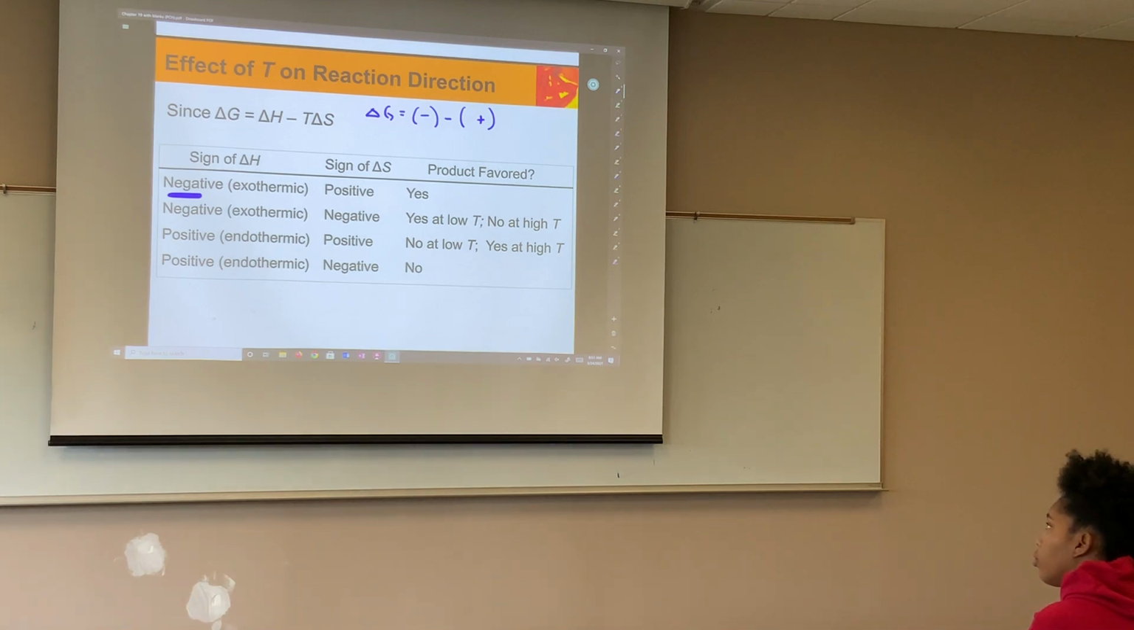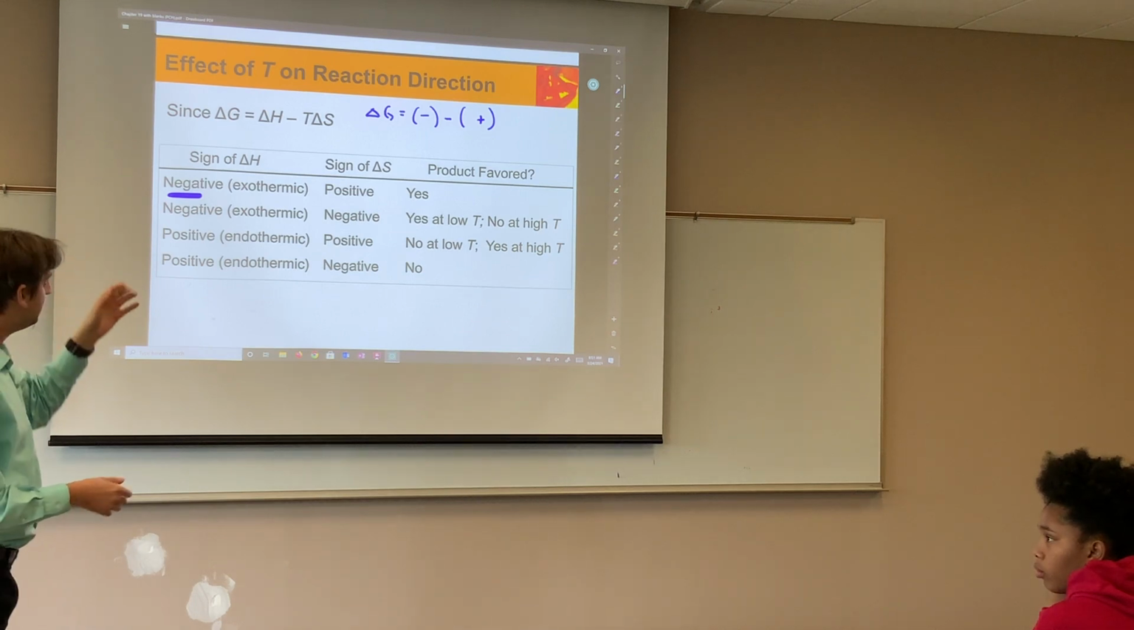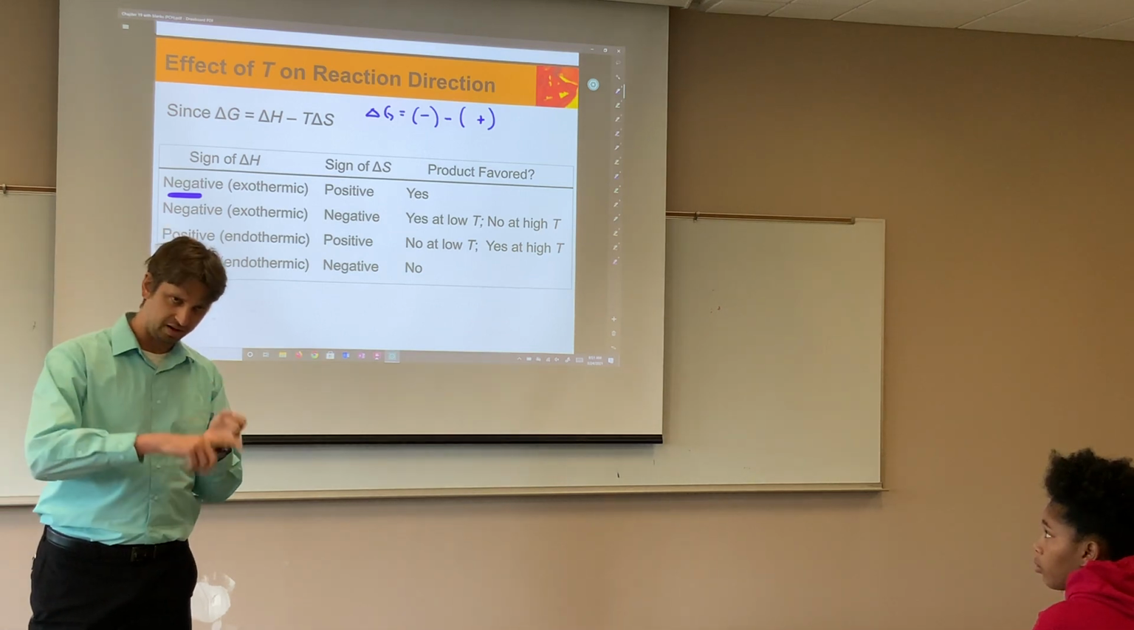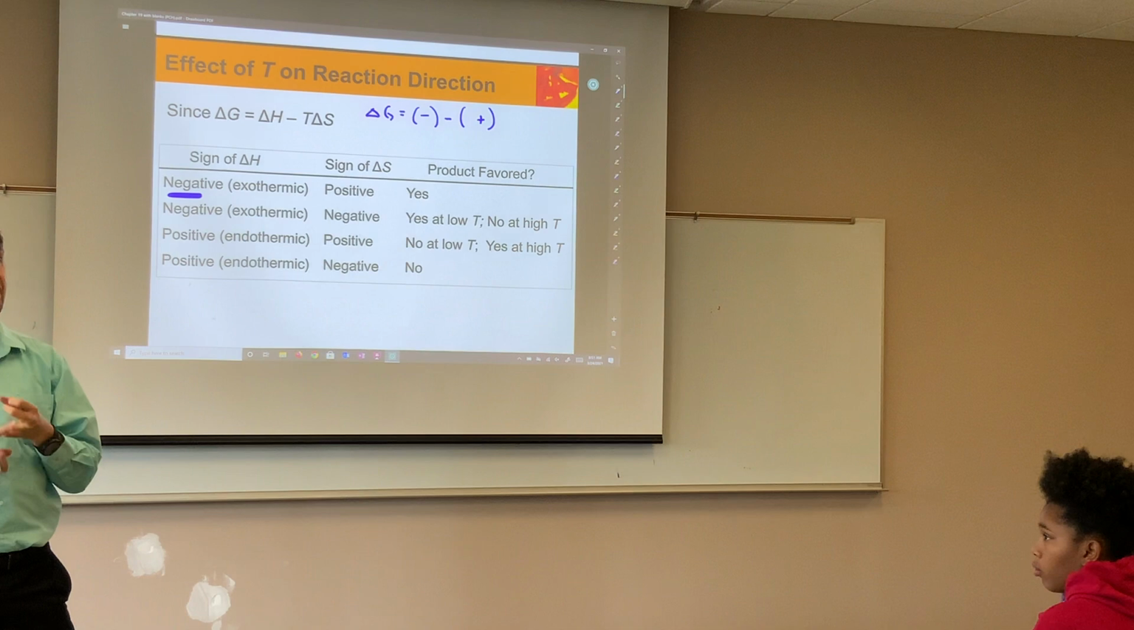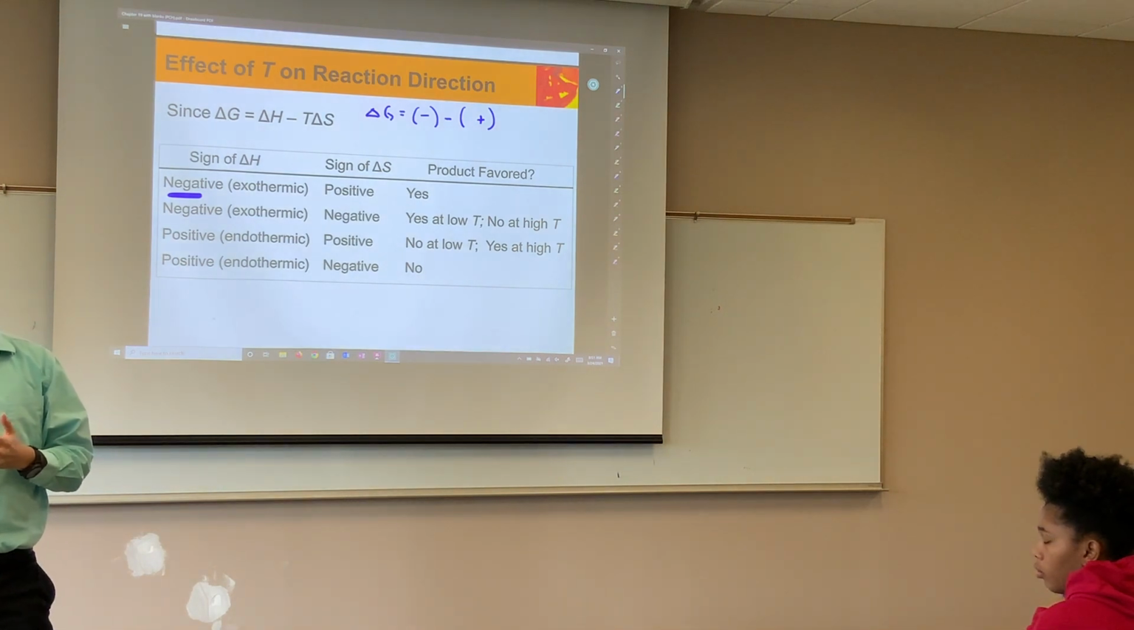You guys with me on this? So what happens when you multiply a negative times a positive? You get a negative value. So delta H is negative, and the T delta S term is going to be negative because S is positive, then delta G has to be negative. You guys follow along with this?